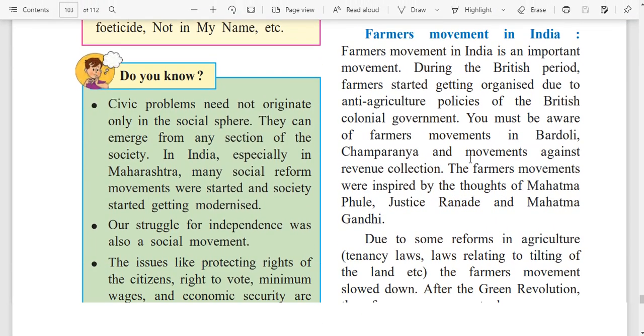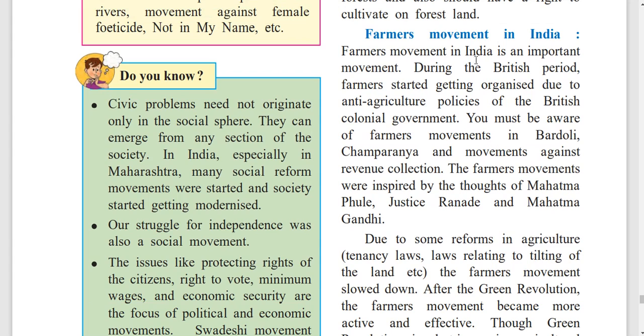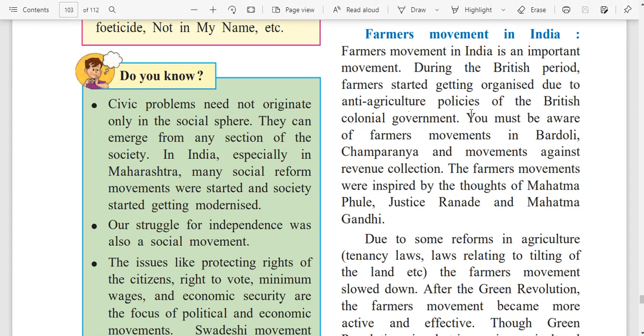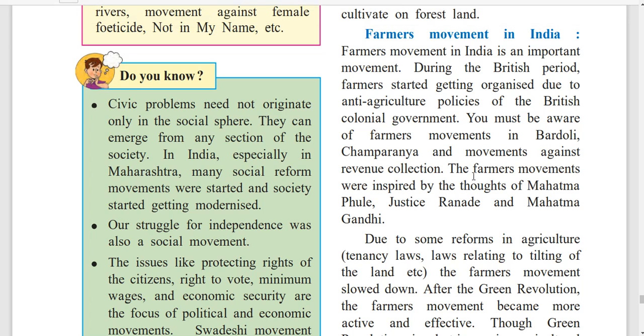Farmers movement in India. Farmers movement in India is an important movement. During the British period, farmers started getting organized due to anti-agriculture policies of the British colonial government. You must be aware of farmers movements in Bardoli, Champaran, and movements against revenue collection. The farmers' movements were inspired by the thoughts of Mahatma Phule, Justice Ranade, and Mahatma Gandhi.